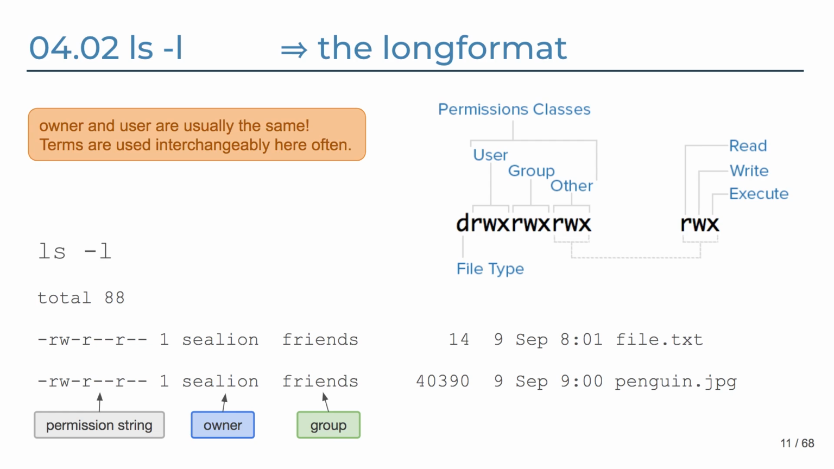Are you also going to say what the 1 is for? The 1? Yes, the 1 is the number of hard links, but you can basically ignore that most of the time because it's not that relevant at this point.